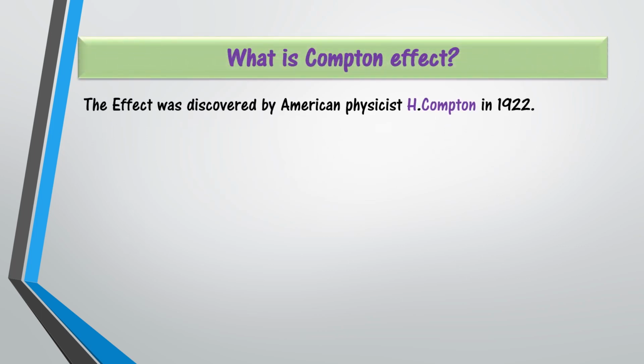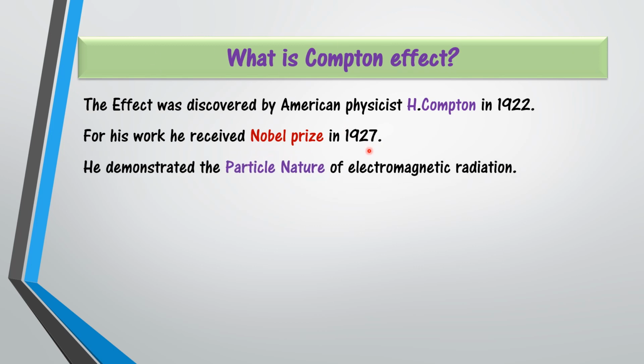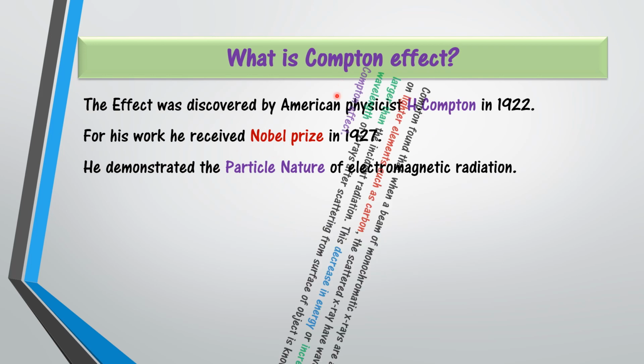So the effect was discovered by American physicist H. Compton in 1922. For his work, he received Nobel Prize also for Compton effect in 1927. He demonstrated the particle nature of electromagnetic radiation. One is wave nature, second one is particle nature. So particle nature is proved with the help of Compton effect.